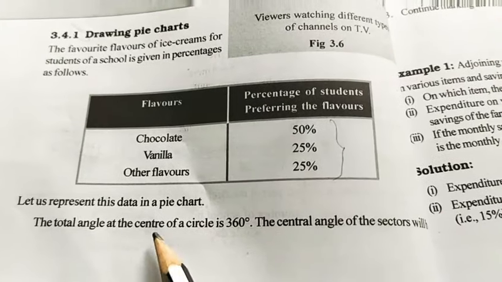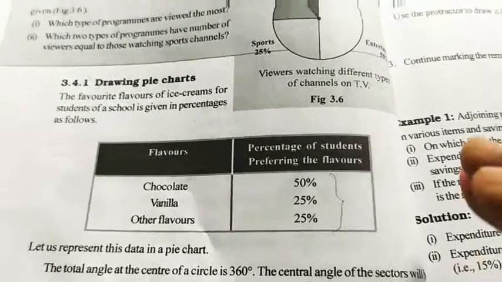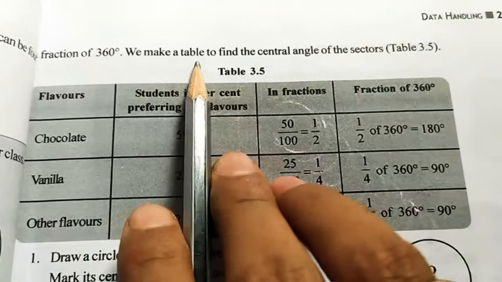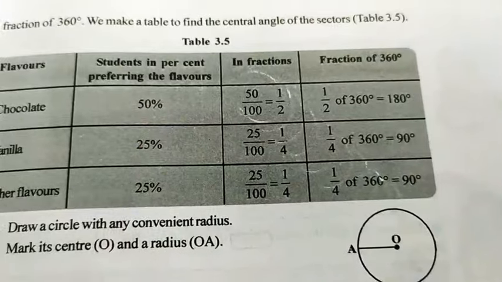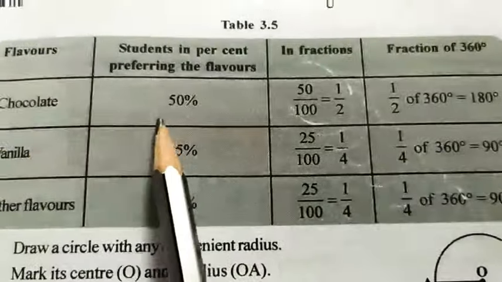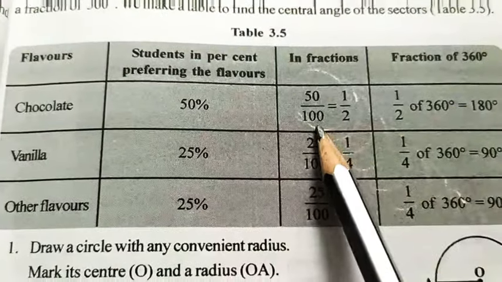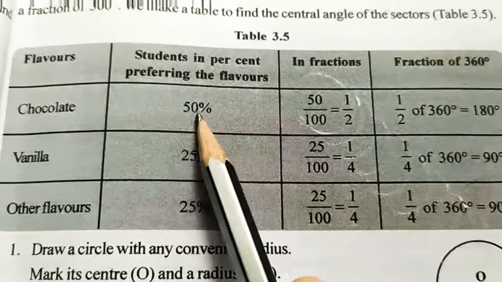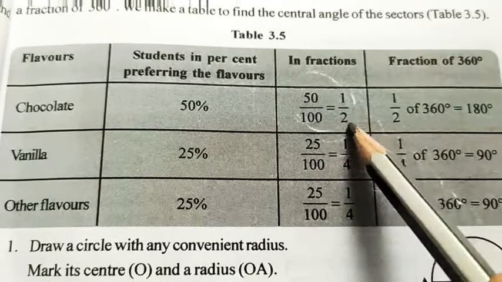The total angle at the center of the circle is 360 degrees. The central angle of the sectors will be a fraction of 360 degrees. We make a table to find the central angle of these sectors, and here they have clearly mentioned it. In the table, chocolate is 50%. Out of a total of 100, 50 prefer chocolate, so it gives us 5 ones are 5, 5 twos are 10, so it will be 1 by 2.